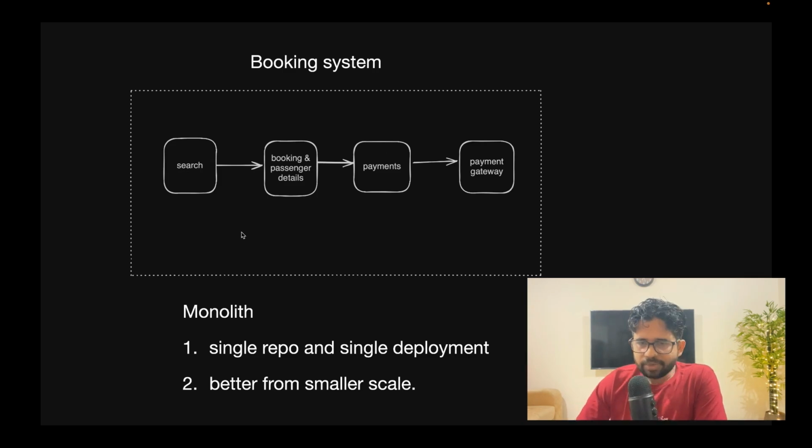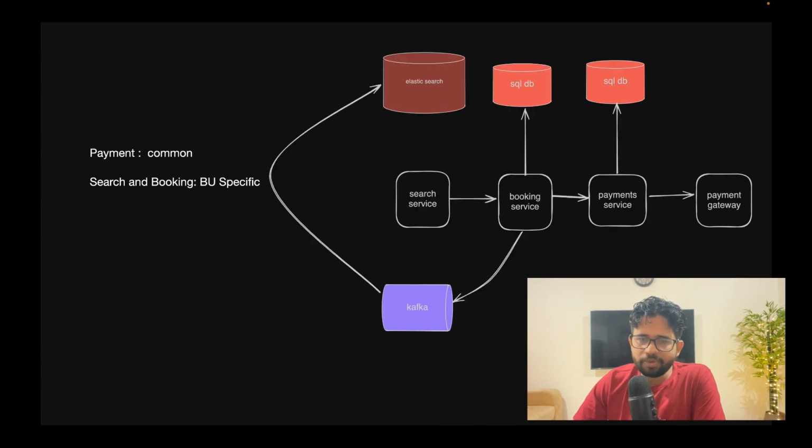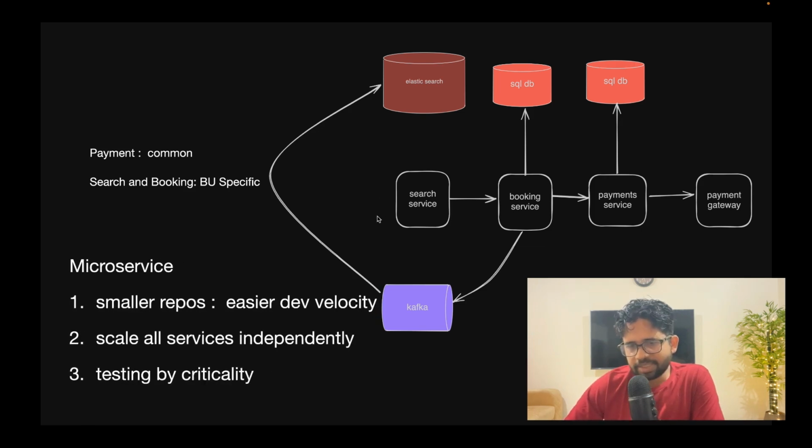And for a smaller scale, it was fine. It was working fine. But eventually what happened was that we moved to a microservice-based architecture. So we had multiple services: the search service was separate, booking was separate, likewise payments, and hundreds of services for various use cases.